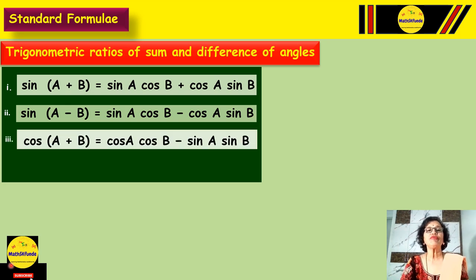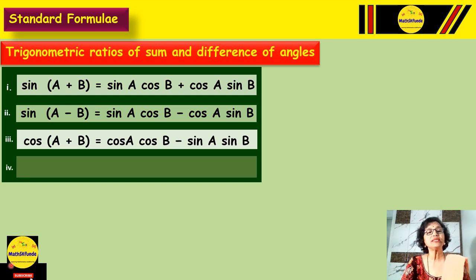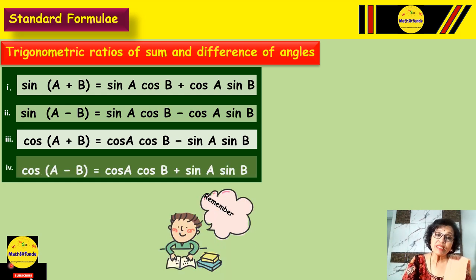Similarly, I can write the formulae for cos of a plus b and cos of a minus b also. Cos of a plus b is cos a cos b minus sin a sin b, and cos of a minus b is cos a cos b plus sin a sin b. These are four important formulae which you will be using left, right and center. So either you just remember them by heart or you write them 4-5 times, or 7 times. I'm sure you will remember them.